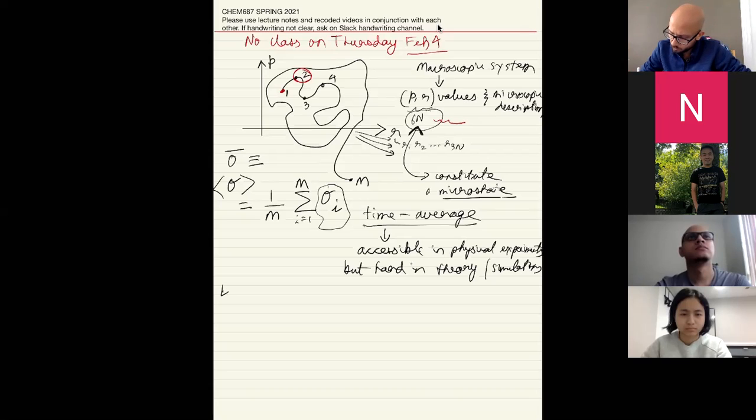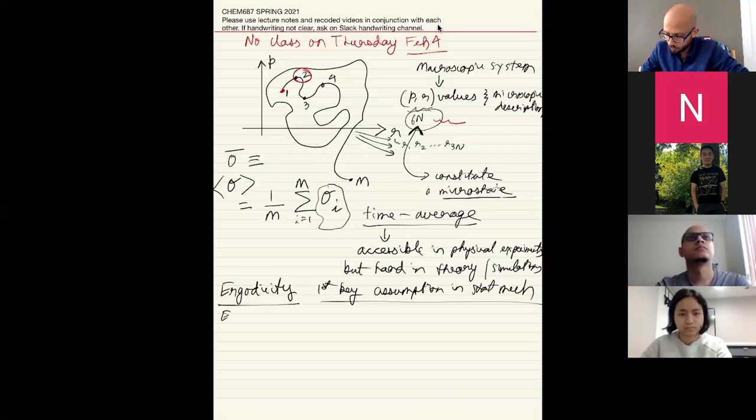And that brings us to the concept of ergodicity. This ergodicity is the first key assumption in StatMech. We are not going to prove this, we are just going to assume it. As a matter of fact, it's not proven yet, it's a hypothesis. It's also called the ergodic hypothesis. So what does the ergodic hypothesis say? The ergodic hypothesis says that time average is equal to ensemble average.